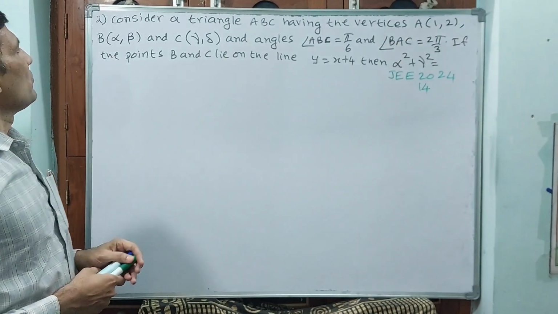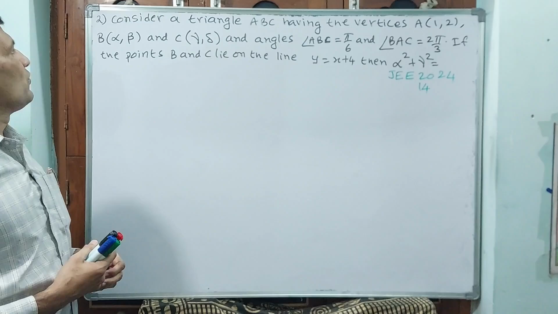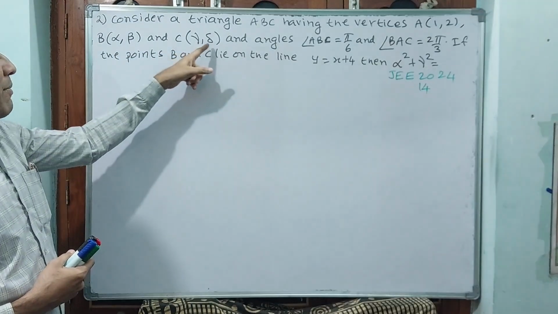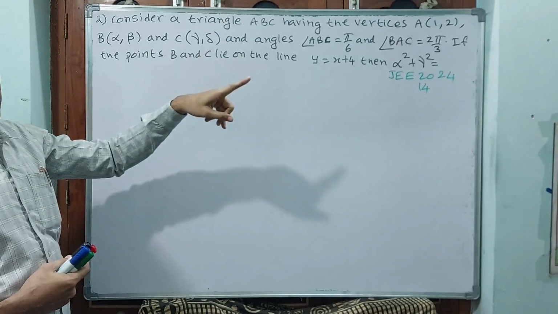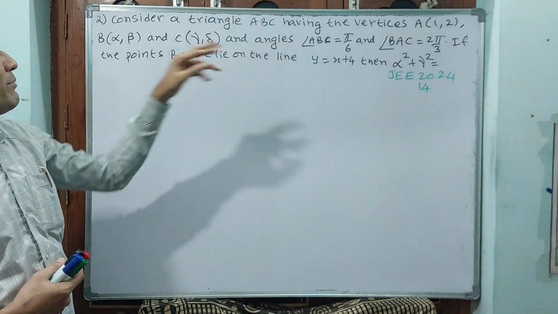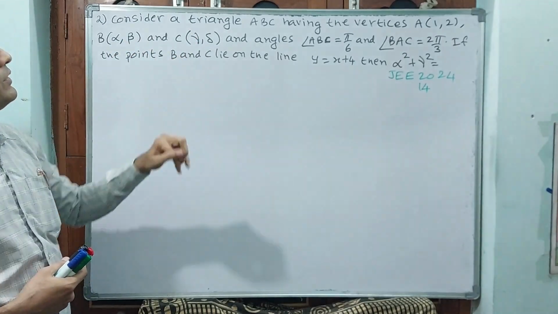Okay, see question number 2. Consider a triangle ABC having the vertices A(1, 2), B(alpha, beta), C(gamma, delta). See here, in the triangle, among three vertices we know only one vertex. The remaining two vertices we don't know: alpha, beta, gamma, delta we don't know.